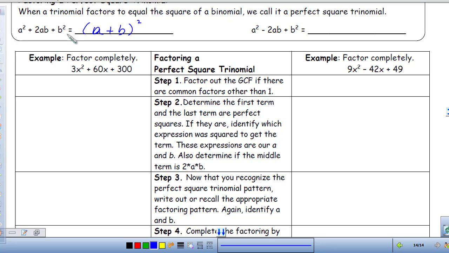Okay, here's an example. We've got 3x squared plus 60x plus 300. Our first step should always be what?